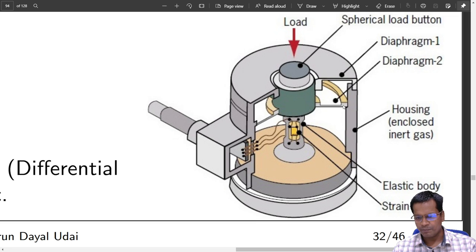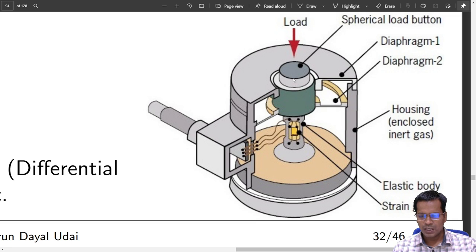There is a diaphragm. Why is this diaphragm? That is basically a sealing. So, any water, if it comes from the top, should not go into this electrical area. Okay. So, that is why this rubber sealing is there. That is also known as diaphragm over here. There is a top diaphragm also which is here. So, that allows slipping of this moving load cell.